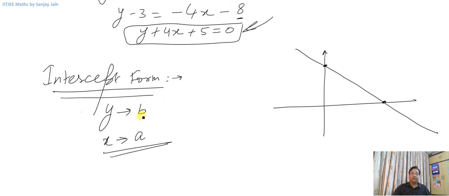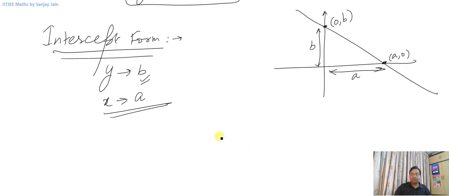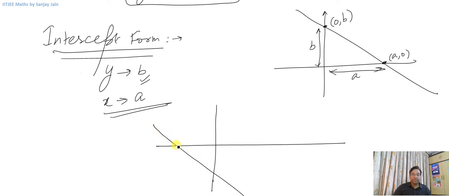Right now I have given the y-intercept as b. You can take it as negative also. For example, you can take this as b, so this point will become 0 comma b, and if you take this as a, this point will become a comma 0. What I mean to say is, even if you consider it like this, this is the line which makes the x-intercept and y-intercept, and the x-intercept is given as a, let us say. So this point will be a comma 0.